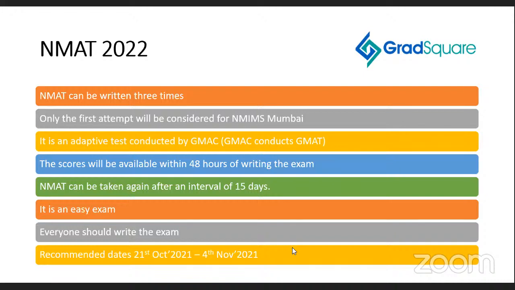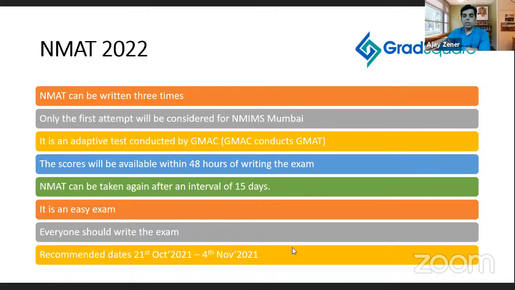It can go lower. Before the paper was adaptive in nature, the cutoff used to hover around 210 to 215. Last year, it was 235 as soon as the paper pattern changed. So this year, we will probably see a slightly lower cutoff if the paper standard and difficulty level are the same as last year. 235 was NMIMS Mumbai, HR went at 230, and 225 was for Bangalore.